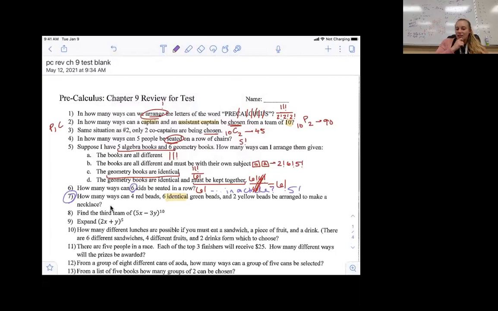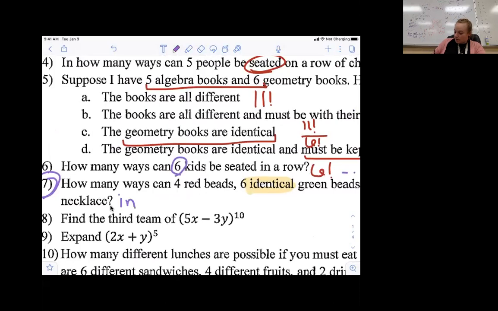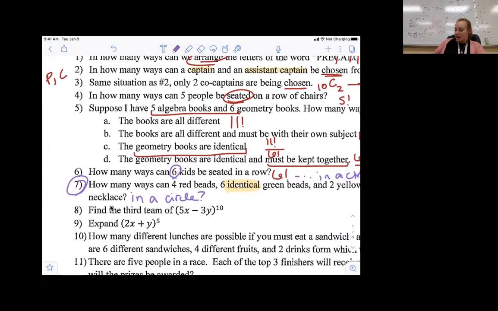Now, if it's in a necklace, it doesn't say anything about a clasp. So I'm going to assume that I'm arranging these in a circle. Wow, I'm so glad I just thought about doing the circle a minute ago to remind us. So that means my top isn't going to be 4 plus 6 plus 2. It's not going to be 12. It's going to be 11 factorial, because when it's in a circle, you think about 12 minus 1 factorial. That goes there.